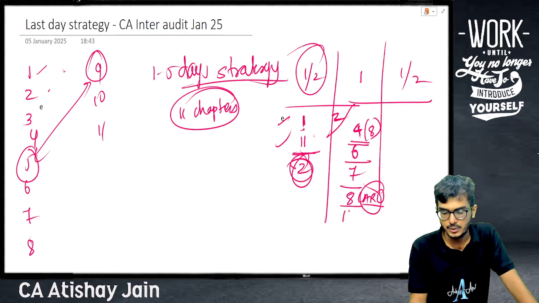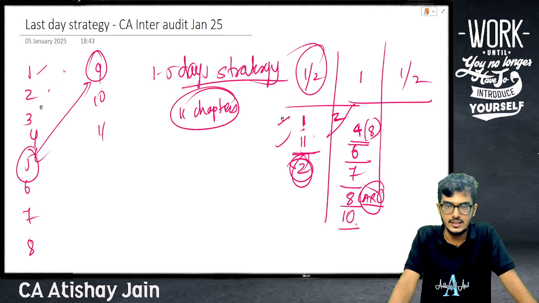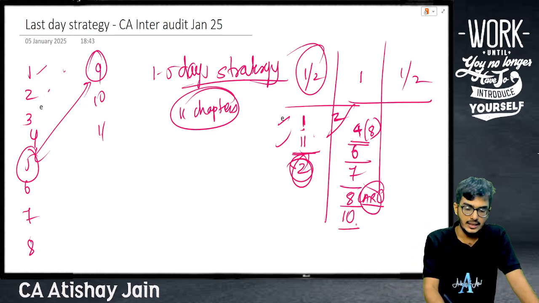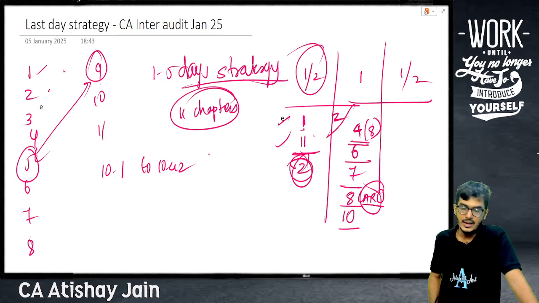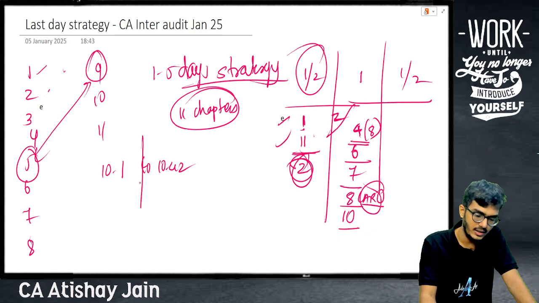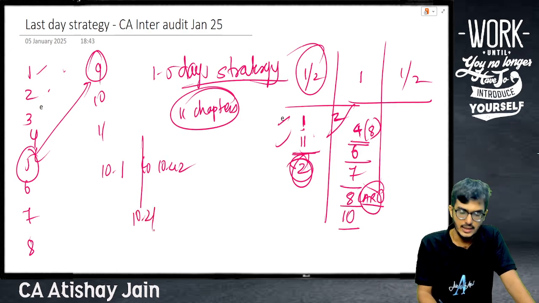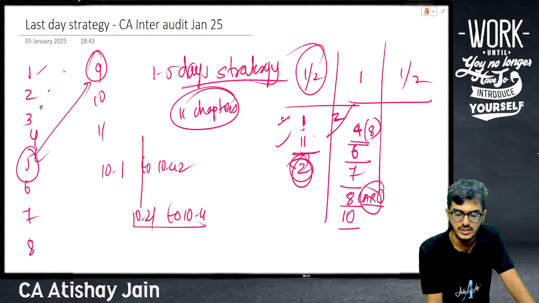After chapter 8, you are supposed to do chapter 10, which is audit of banks. Again, I put it in the class also. It is, I guess, from page number 10.1 and goes to 10.42, I don't remember the exact number. Start from 10.21 first. Do 10.21 to 10.42 first, then jump on to 10.1 to 10.21. I told you why also.